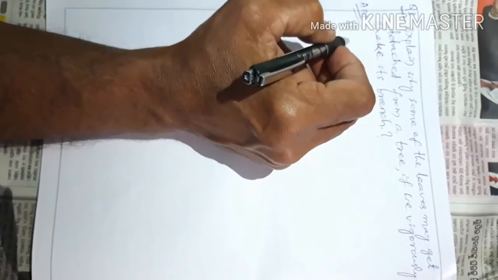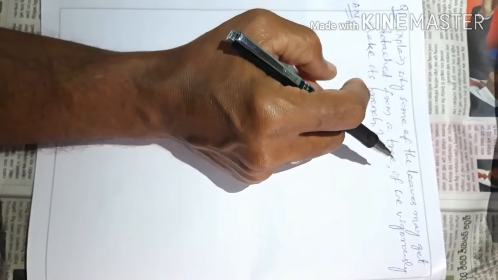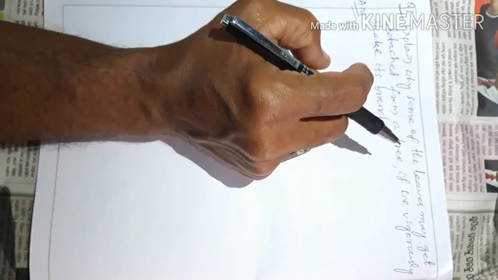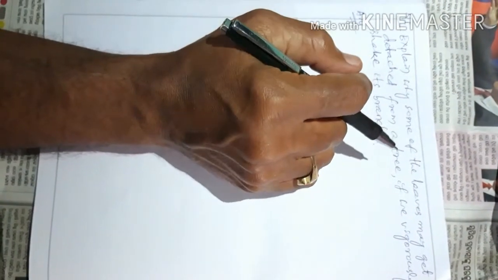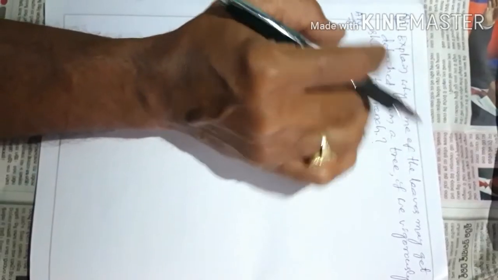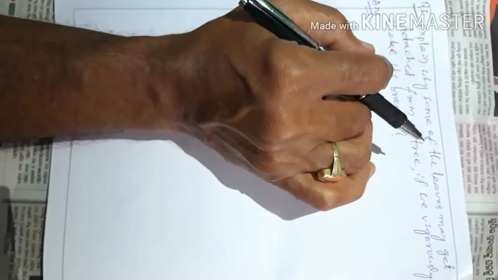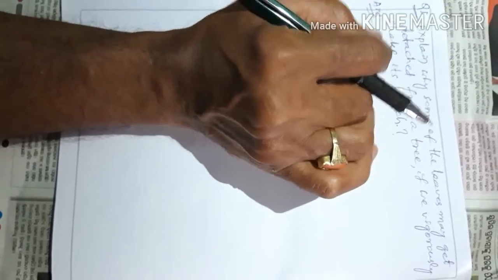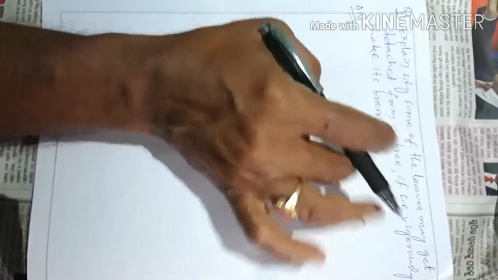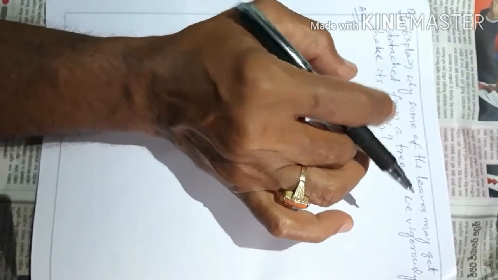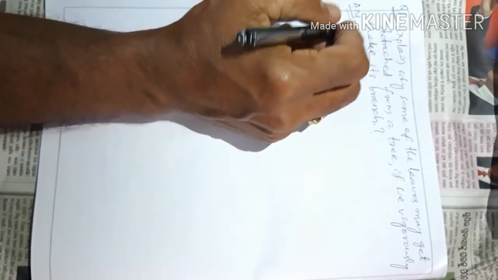Listen carefully. The leaves of the tree have inertia for rest initially. When the branch is shaken, it moves. The branch moves, but the leaves tend to be in a state of rest due to their inertia. Thus, the leaves get detached from the tree. So I am writing the answer.